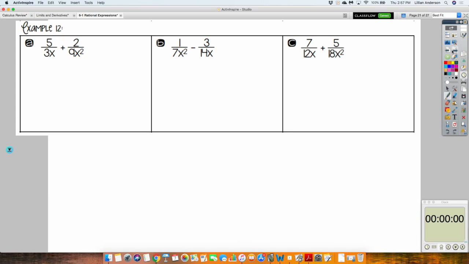Okay, they're all monomials on the bottom. Your goal is to get a common denominator. The least common denominator or the lowest common denominator. Okay? So, let's identify what that is first for every single one of these before we start going. My first fraction has a 3x on the bottom. My second fraction has a 9x squared on the bottom. What is the least common denominator?